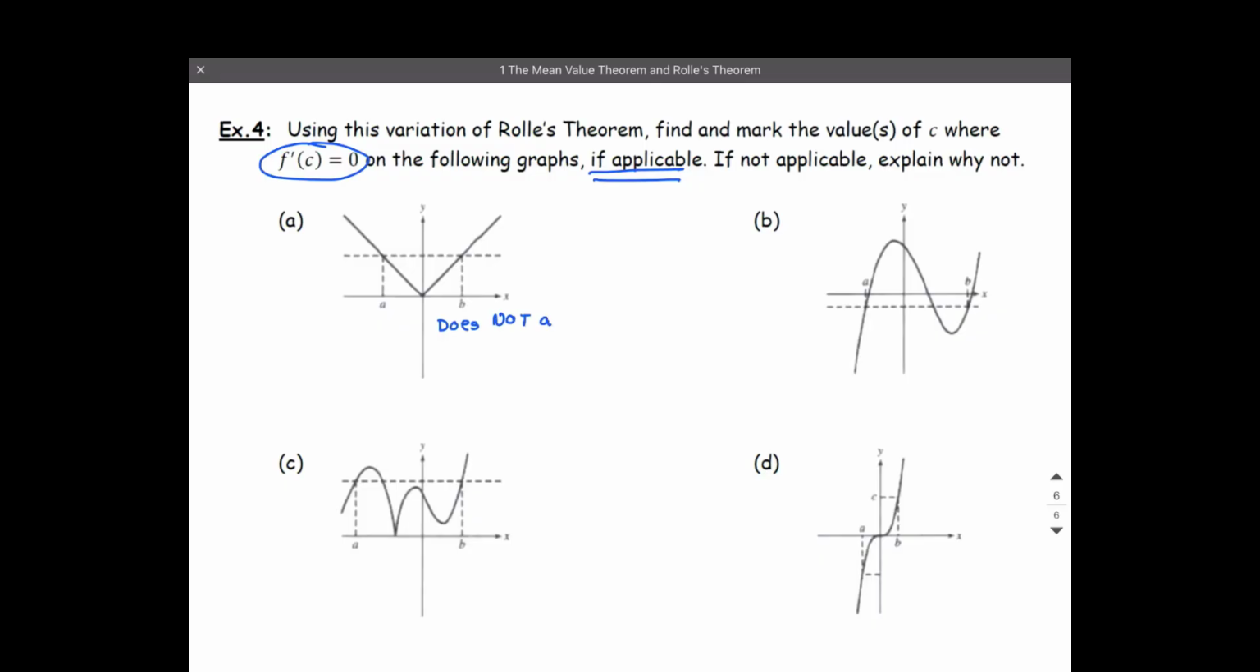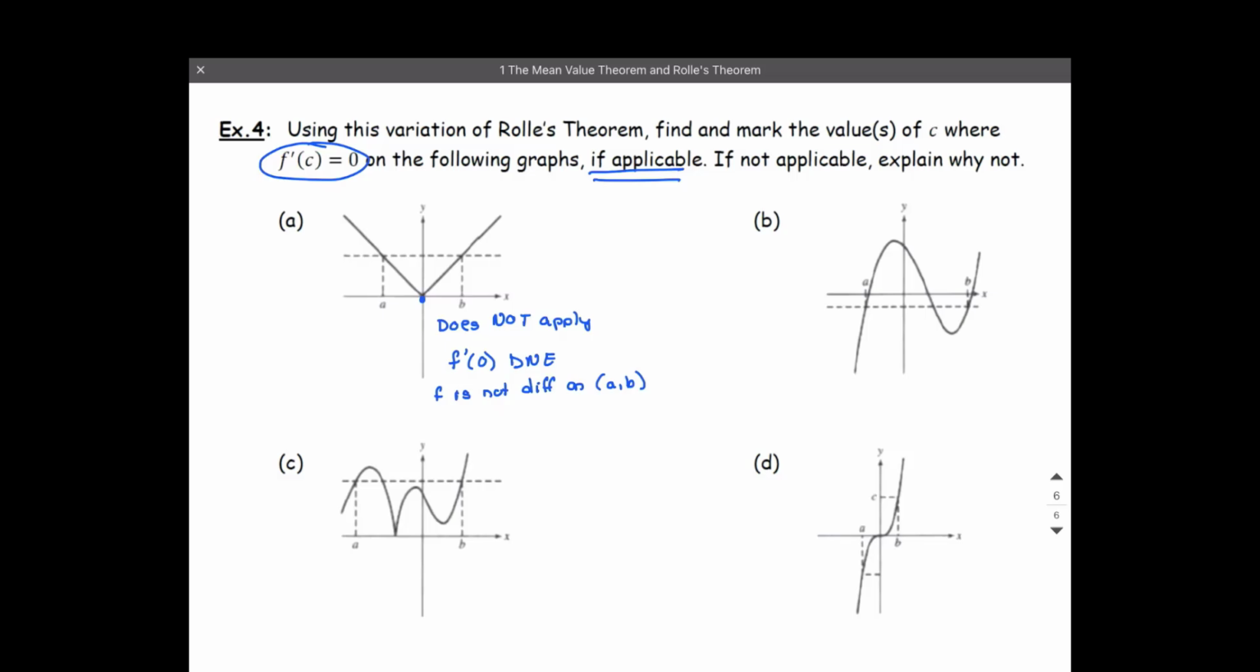Why does it not apply? Because right here at 0, there's no derivative. The derivative at 0 does not exist. It's not differentiable on the open interval. So f is not differentiable on the open interval from A to B.